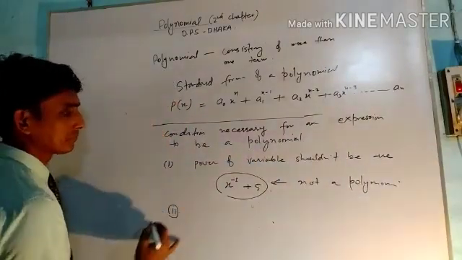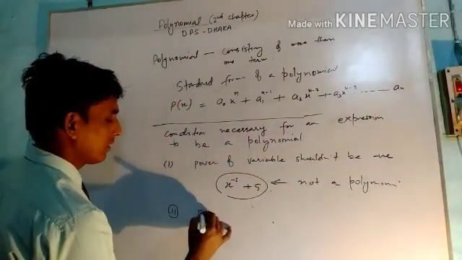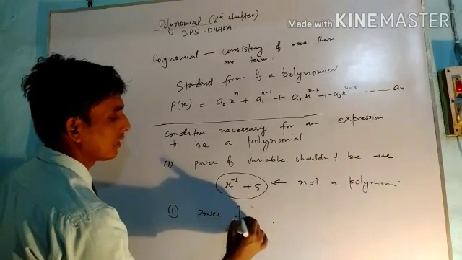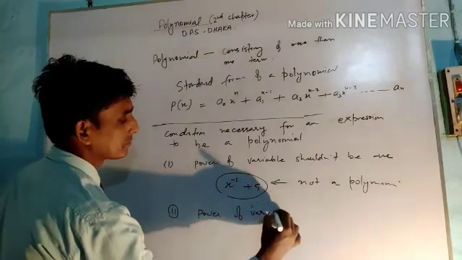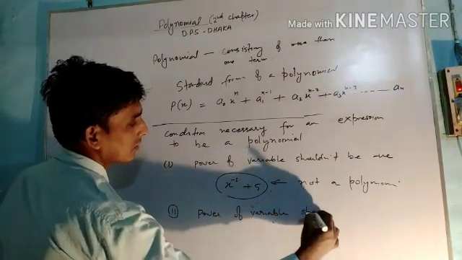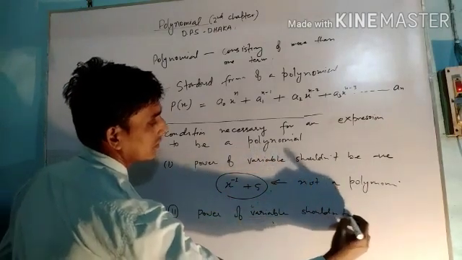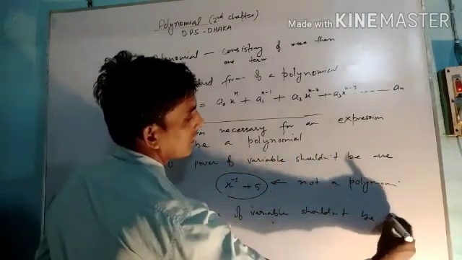The second is that the power of the variable should not be in fraction.